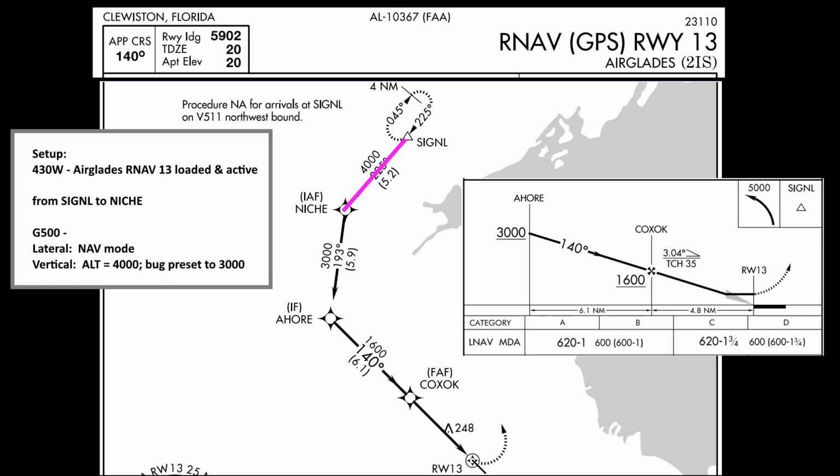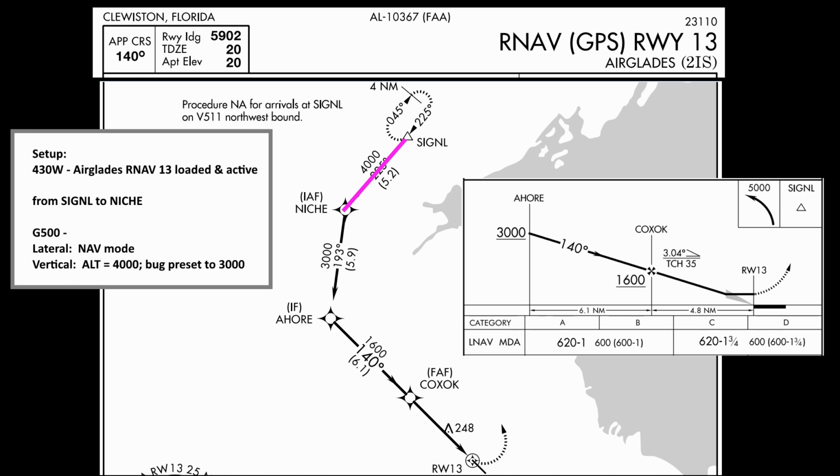I picked it up at SIGNL, held 4,000 feet up to NISH, did a descent from 4 to 3,000 using the vertical speed control on the Garmin 500, and then changed from nav mode to approach mode as I approached AHOR and allowed the Garmin 500 to pick up the glide path on its own, which happened about 1 minute after passing AHOR. So here's the approach plate.